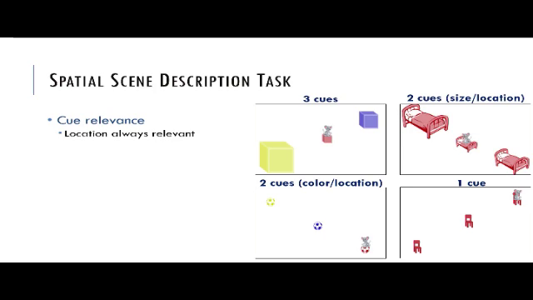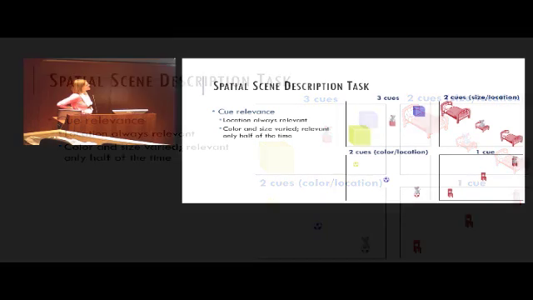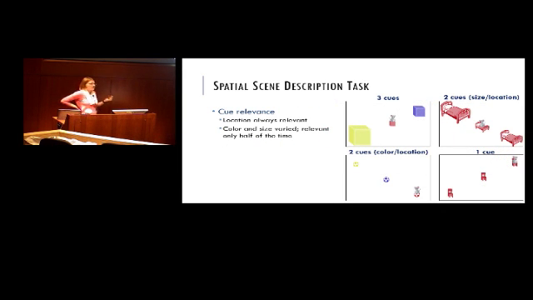So location is always a relevant term. When you're asked to describe where something is, the location word can always be useful. But by looking at these other kinds of trials where you can optionally use color or size, we can see if children are sensitive to the relevance of this different kind of information.